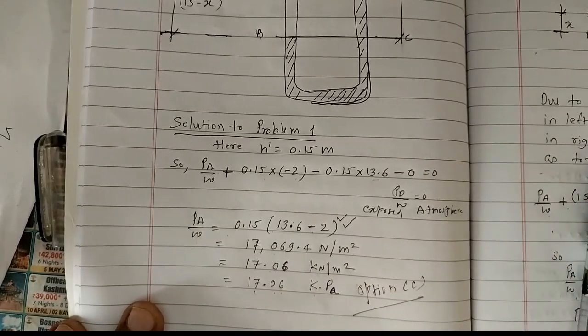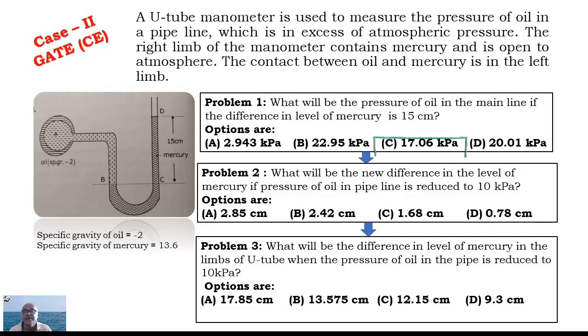So this is the option C. Option C is the correct option. Okay. Then case number 2. What was asked in case number 2?